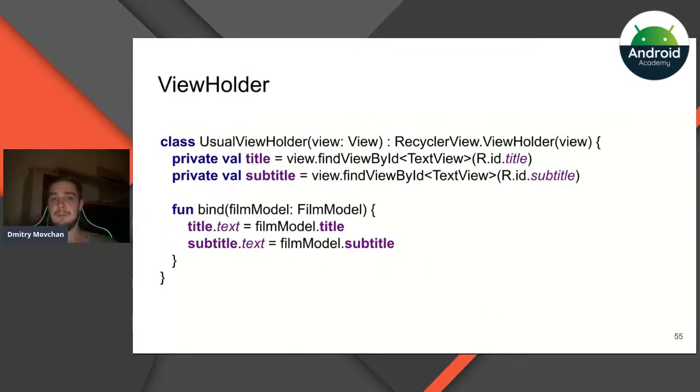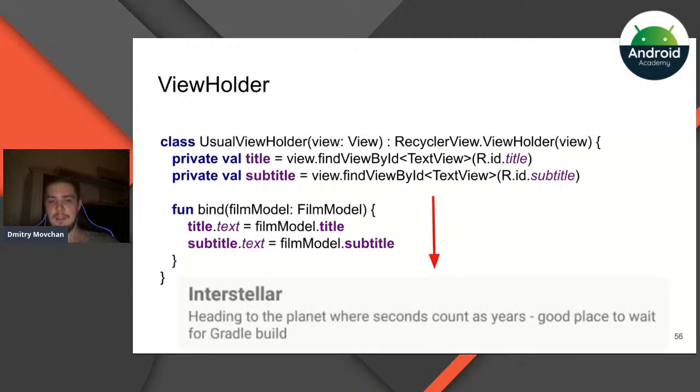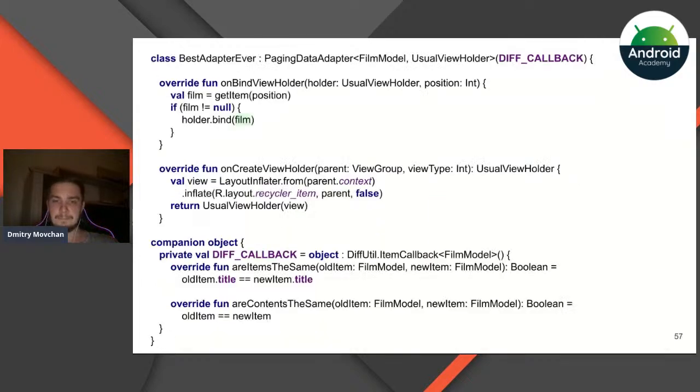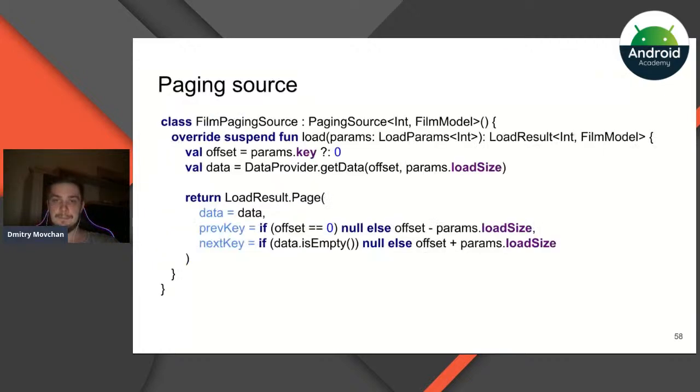After that, we should create a view holder. It's a very basic view holder. It will lead us to this thing. After that, we should create our data adapter that will extend the PagingDataAdapter. Nothing interesting here, I guess. It's the usual onBindViewHolder, onCreateViewHolder, and as I said earlier, we should create our diff callback and pass it to the constructor of the PagingDataAdapter.